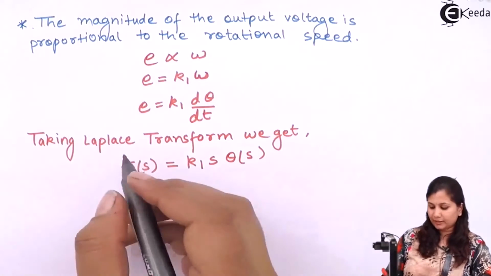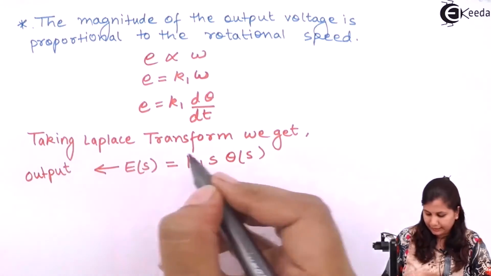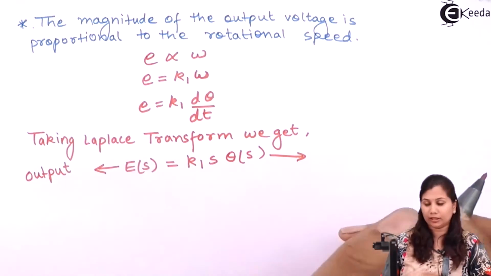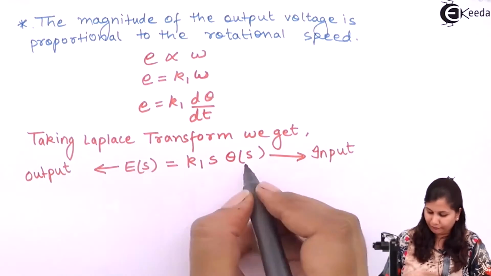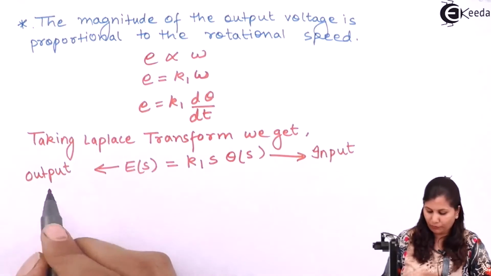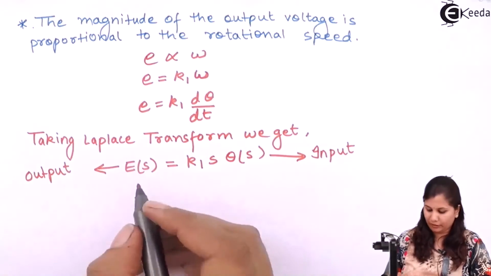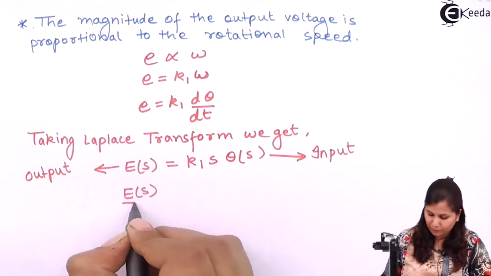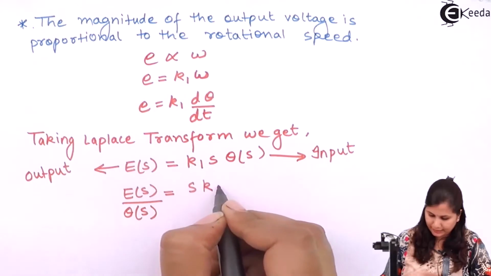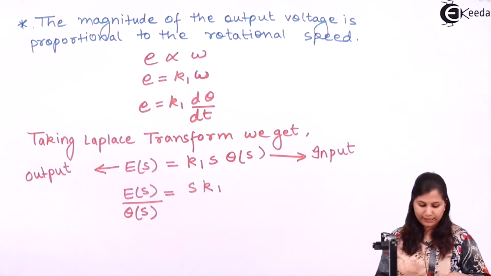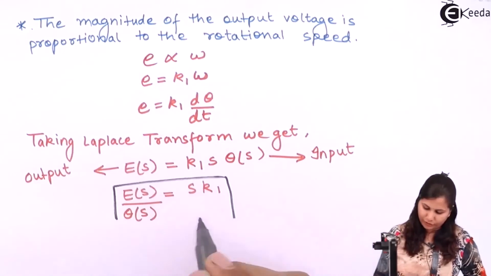So if we take this Es, it is our output, and theta s, that is the angular displacement, it is our input. So if we take the ratio of the Laplace transform of the output and the Laplace transform of the input, it will become the transfer function. So it will be Es upon theta s, equal to S K1. So this is the transfer function of the AC tacho generator.